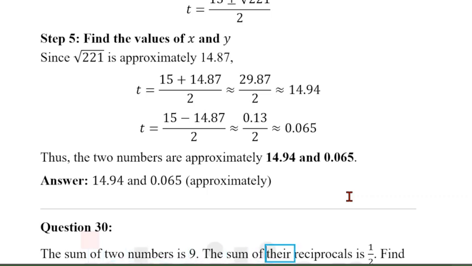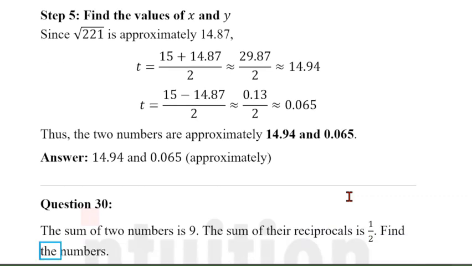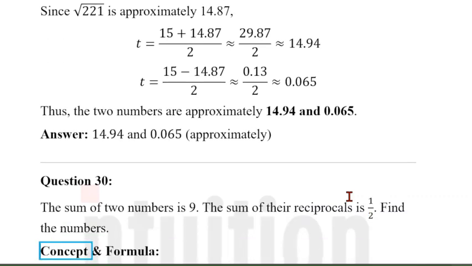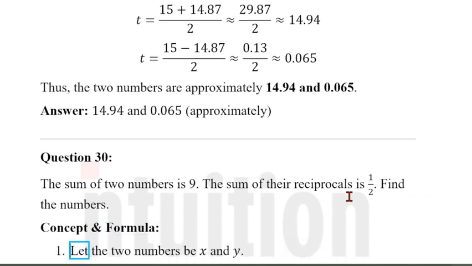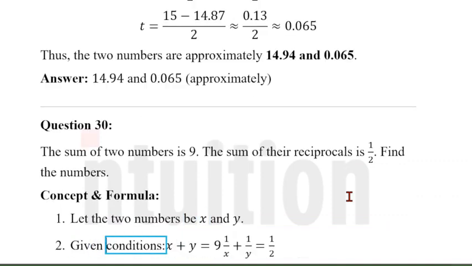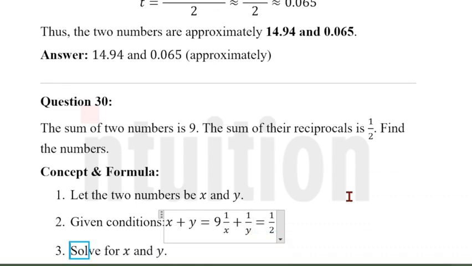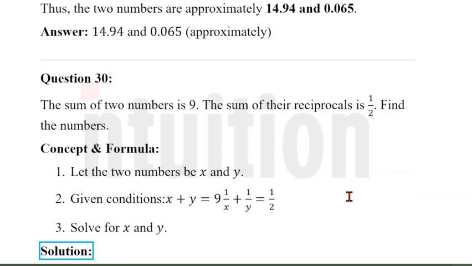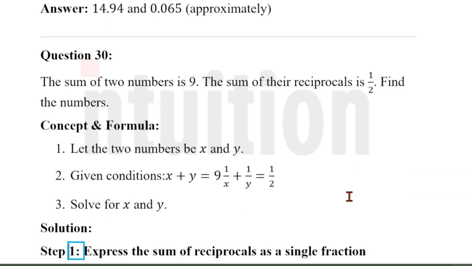Question 30. The sum of two numbers is 9. The sum of their reciprocals is 1/2. Find the numbers. Concept and formula. 1. Let the two numbers be x and y. 2. Two given conditions: x plus y equals 9, and 1 over x plus 1 over y equals 1/2. 3. Solve for x and y. Solution. Step 1.